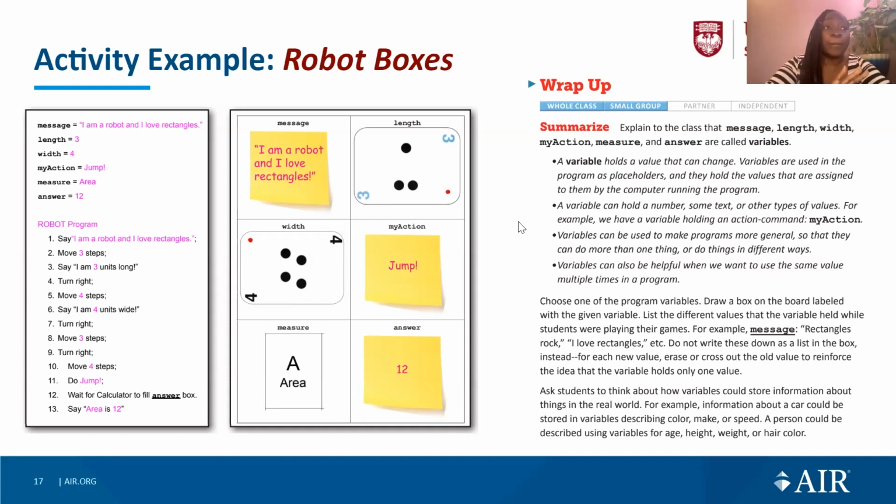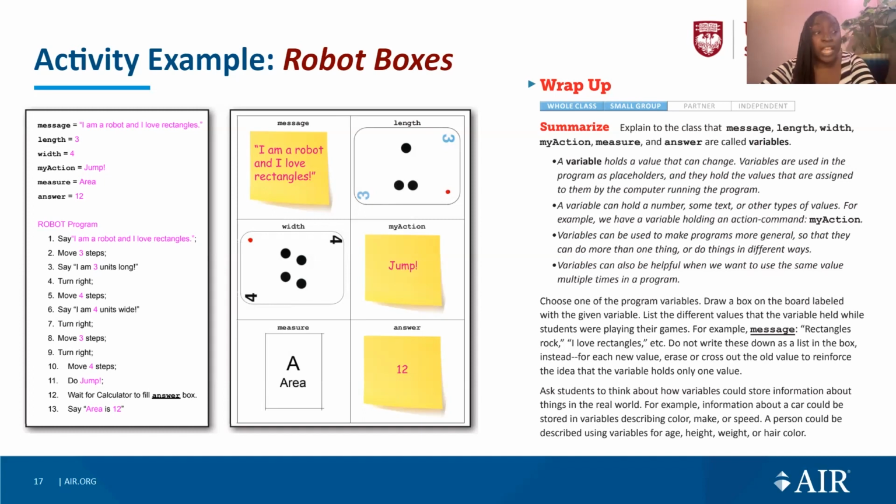And then in the wrap up, we ask teachers to explain to the class that measure, length, width, my action, measure, and answer are called variables. A variable holds a value. That value can change. They know this because they played the game at least 3 times and they physically changed the values in each box. They took the old post-it off, they put the new post-it on, and so on and so forth.